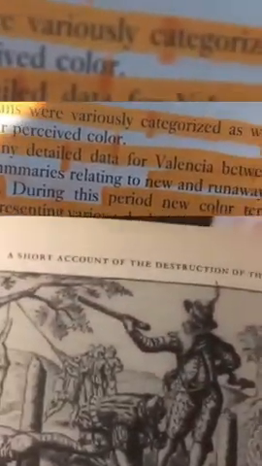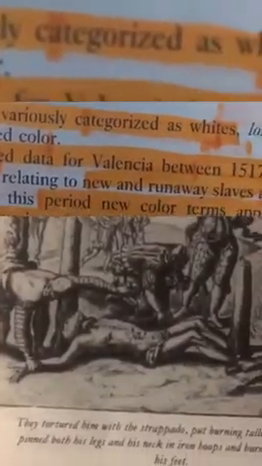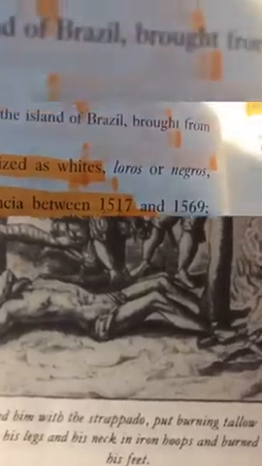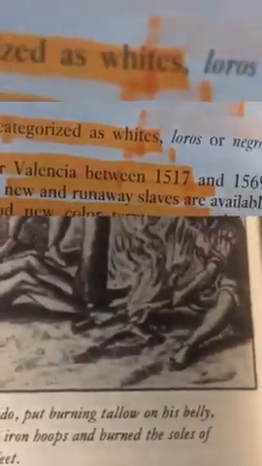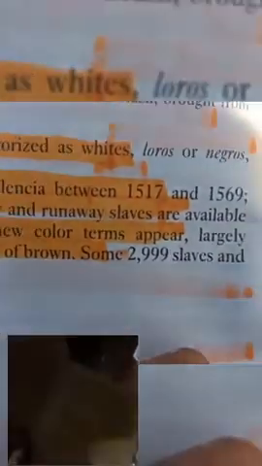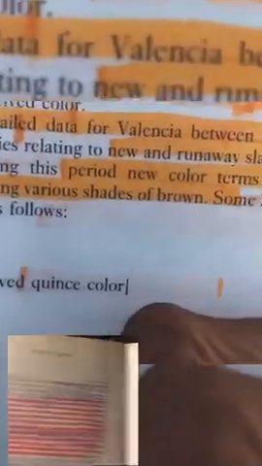It has not seen any detailed data from Valencia, Spain between 1570. However, statistical summaries of Valencia, Spain between 1569, however, show that new runaway slaves are available during the period new color terms appear, and largely replacing laurel, representing shades of brown.